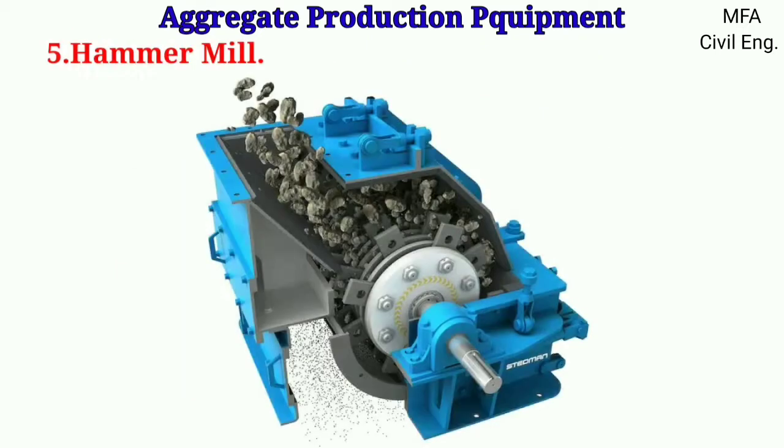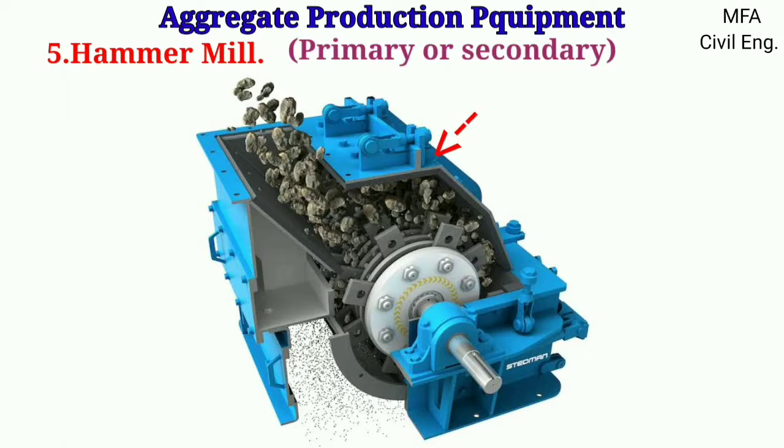Hammer mill is one of the impact crushers, mostly used as a primary or secondary crusher. It consists of the housing frame, a horizontal shaft extended through the frame, a number of arms with hammers attached to the frame, and one or more hard steel breaker plates.